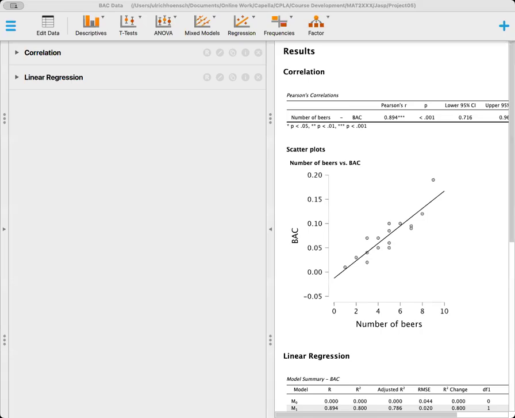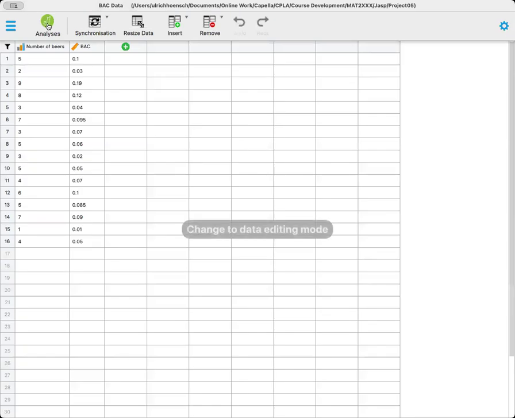Hello and welcome to this tutorial about doing the t-test for correlation, or if you want, a correlation and regression analysis in JASP. The file I'm going to use is the BAC data JASP file. Let's look at the data as usual.